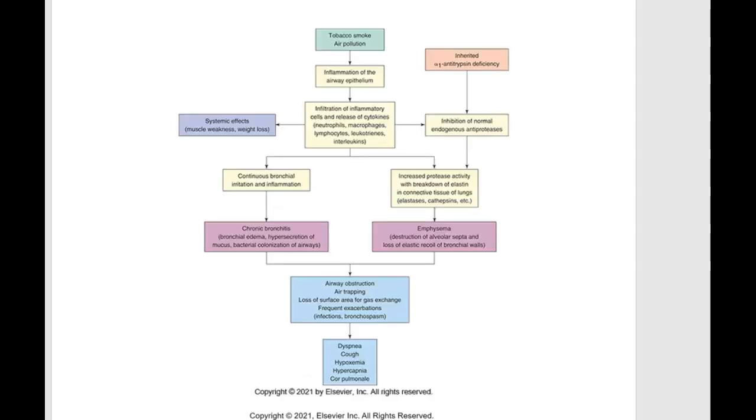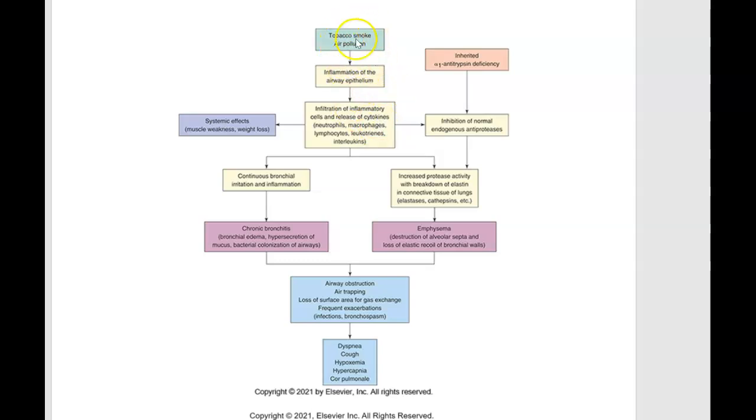So that is what's depicted here. This is figure 62.2, which tells us that we start with tobacco smoke or air pollution, which leads to the inflammation of the airway epithelium, which then leads to infiltration of the inflammatory cells and release of the cytokines, neutrophils, macrophages, lymphocytes, leukotrienes, and interleukins.